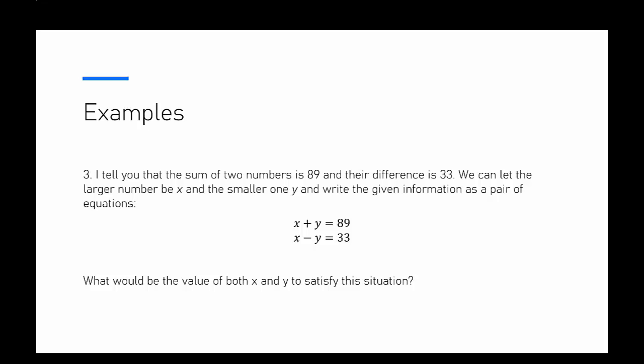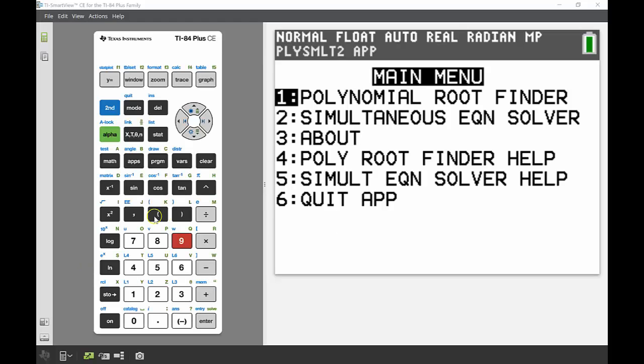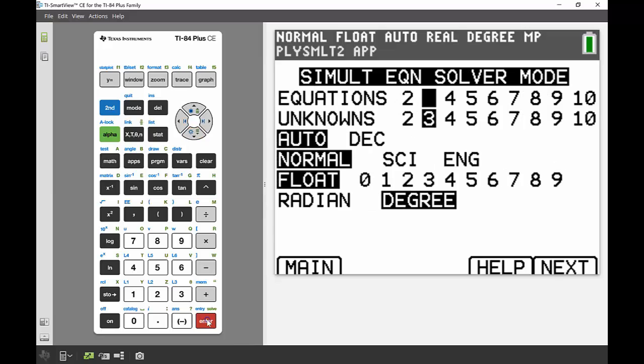So now moving on to the simultaneous equation component, we've got two unknown values, and their sum is 89 and their difference is 33. So again, still using that Polysimul 2 app, but now we're looking at the second option there, which is the simultaneous equation solver, not the root finder. So I'm going to enter into that component. And my equations here, I then have to set this up. So I've got two equations and two unknowns. So that's my x and my y.